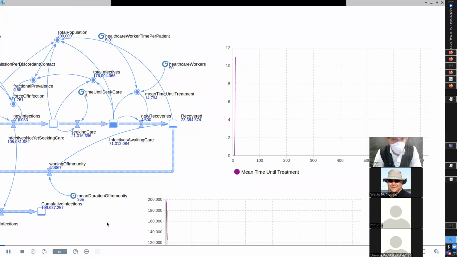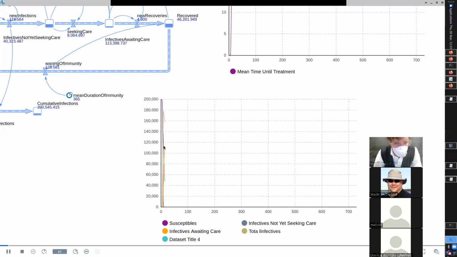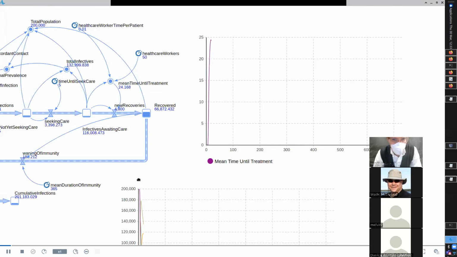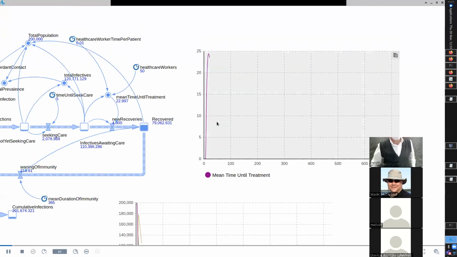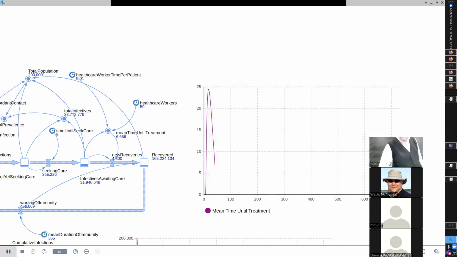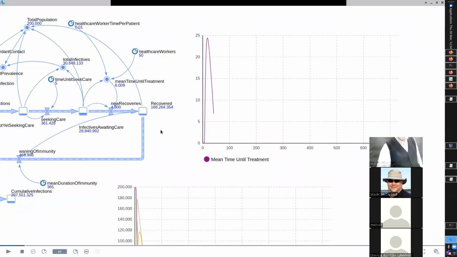So now we see this rising up, the number of people who are infected. It rises up and it reaches a plateau. You notice this is the mean time until treatment. What is this telling us in terms of mean time until treatment? Do you remember the minimum time until treatment is this healthcare worker time per patient, 0.01. So you can see this really escalated. Why did it go up so much? Can anyone say? Why do you think that rose so much?